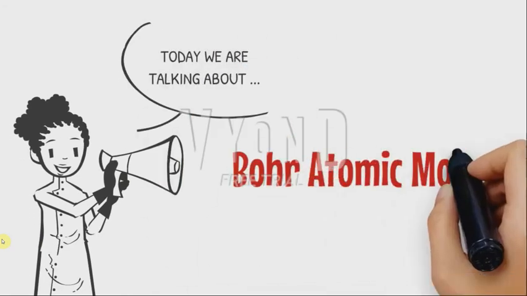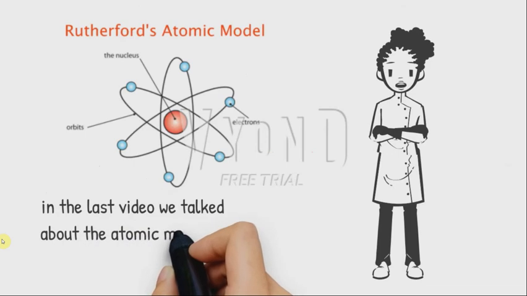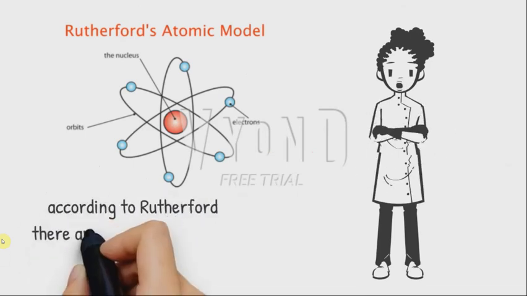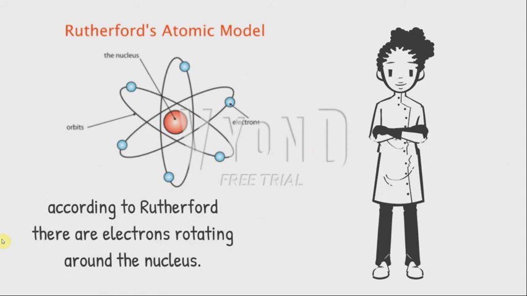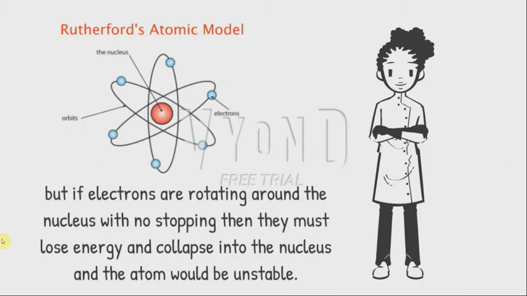Hi, today we talk about Bohr's atomic model. In the last video, we talked about the atomic model of Rutherford. According to Rutherford, there are electrons rotating around the nucleus. But if electrons are rotating around the nucleus with no stopping, then they must lose energy and collapse into the nucleus, and the atom would be unstable.